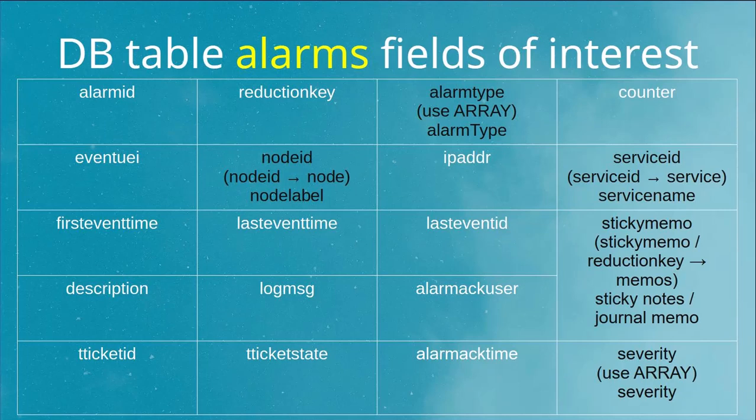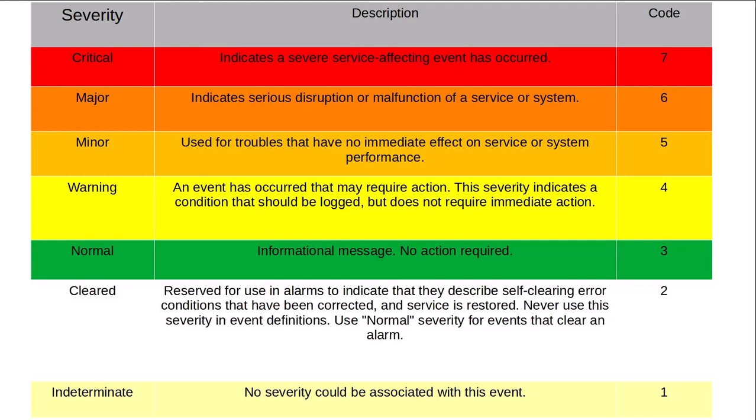The severity is kept as an integer, but the value represents a string, such as indeterminate, normal, or critical. To make the display more user-friendly, an array will be used to convert the integer to a string. As a reminder, here are the severities. The alarm table stores the codes. The preference is to display the severities.